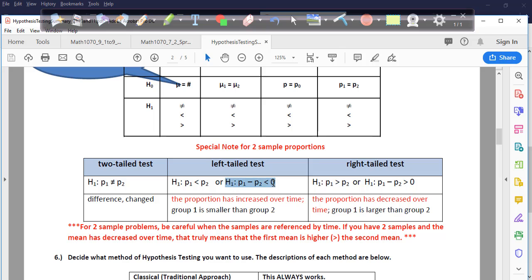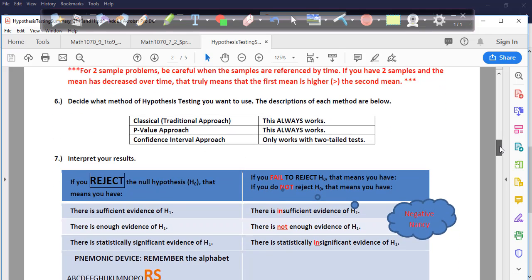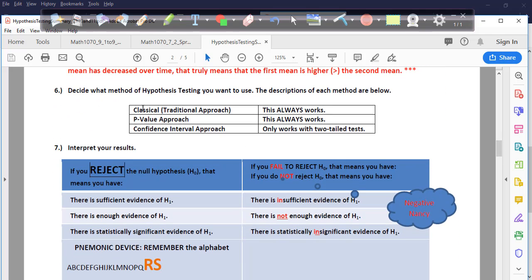And here I just show you another example. And once again, caution you against time problems. Make sure you pay attention if you're talking about time problems. Step number 6 is to pick your hypothesis testing method.